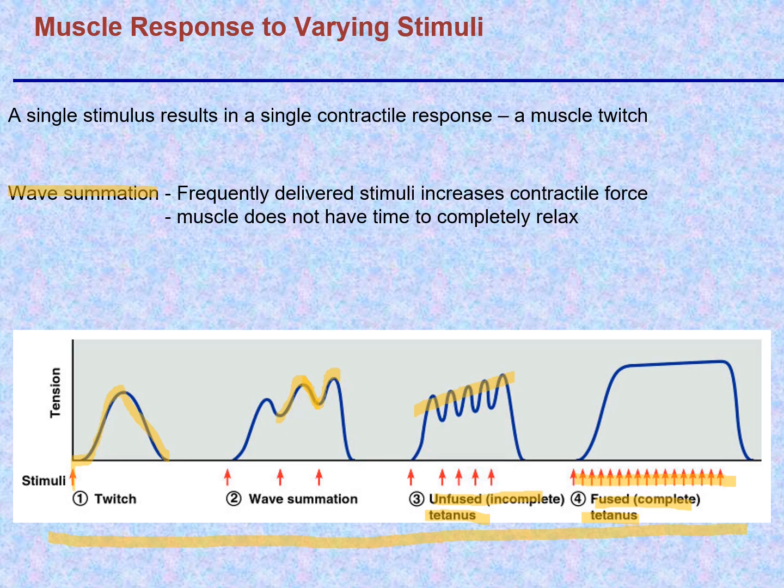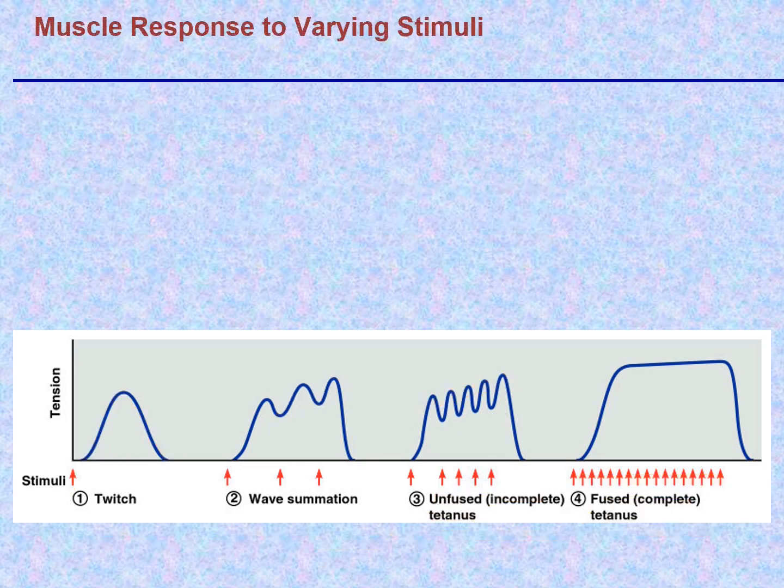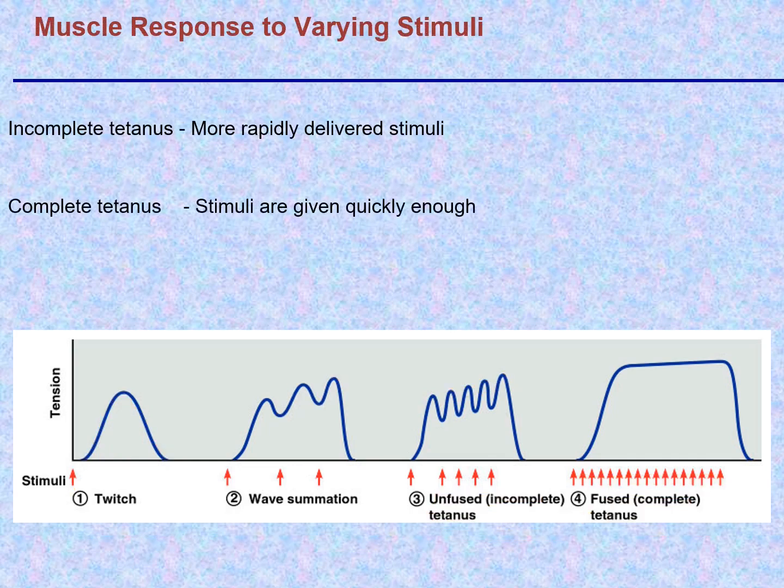Okay, so you can have wave summation, and it also shows the characteristic of muscles called tetanus when they are undergoing continuous contraction. Now, that's explained, as I said, and written here: a more rapid frequency of delivery of stimulus, given very quickly without allowing any period of relaxation.